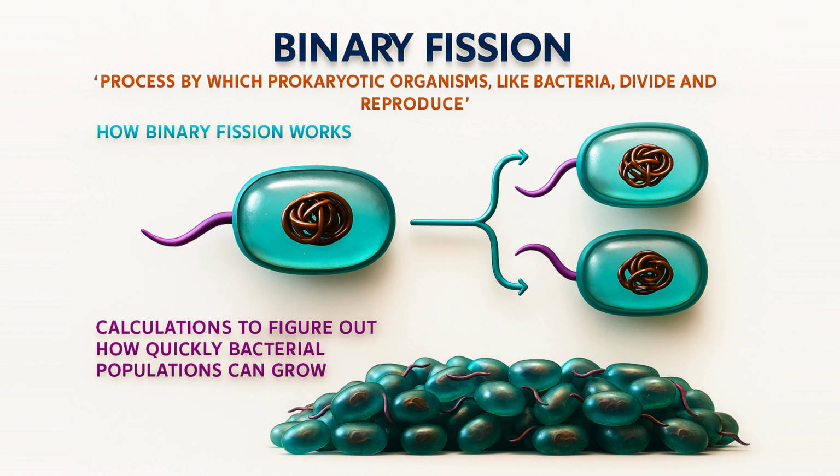In today's video, we're going to go through everything you need to understand about binary fission, which is the method by which prokaryotic organisms such as bacteria divide and reproduce. We will first explain how binary fission functions, and then we will move on to understanding how to calculate how fast bacterial populations can multiply under the right conditions.